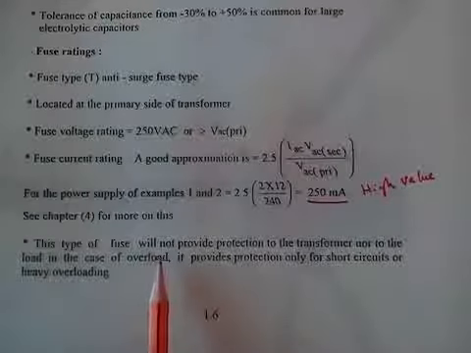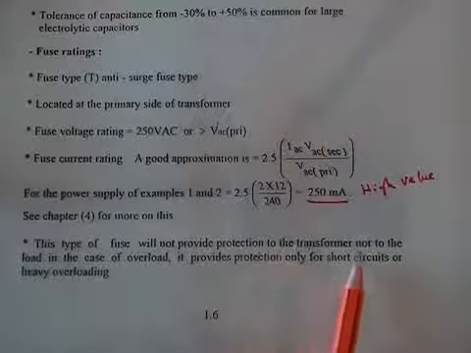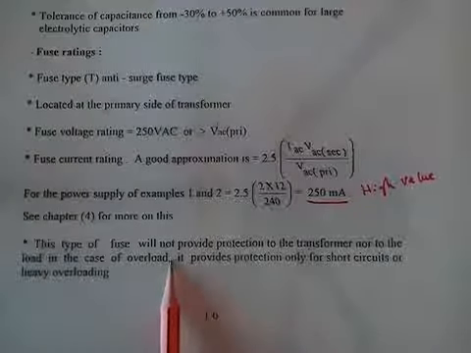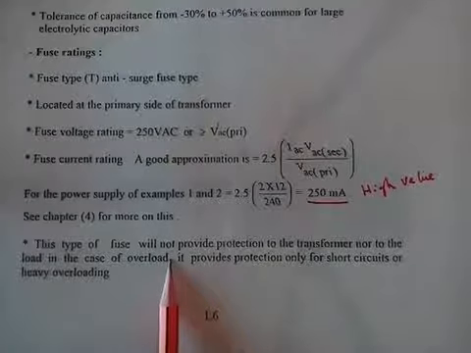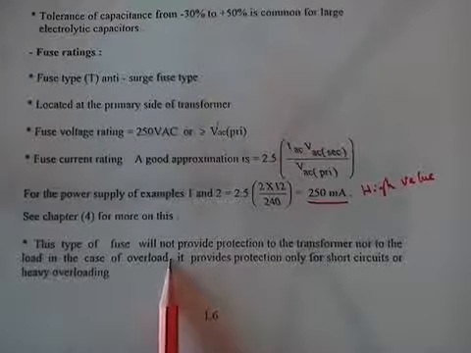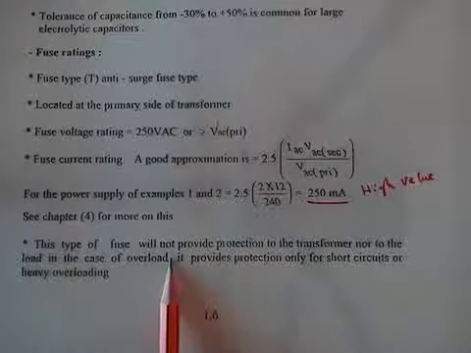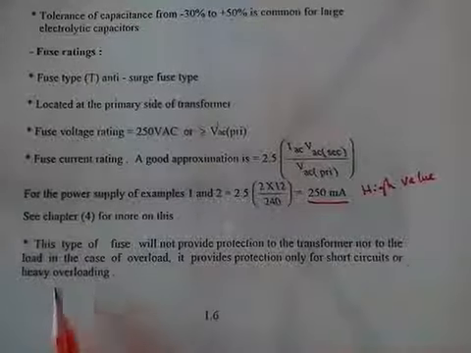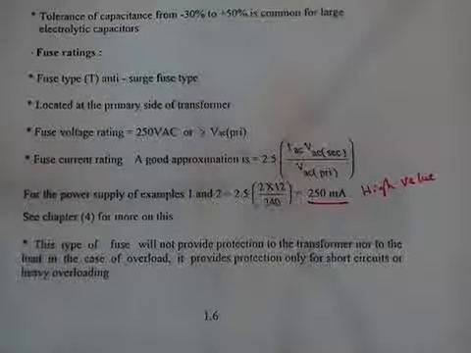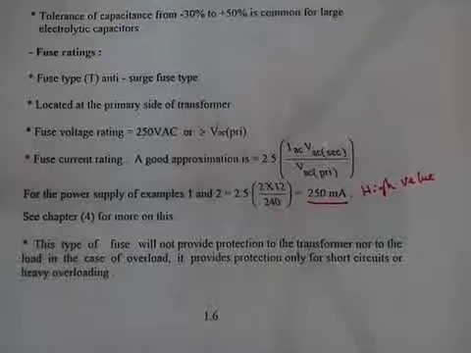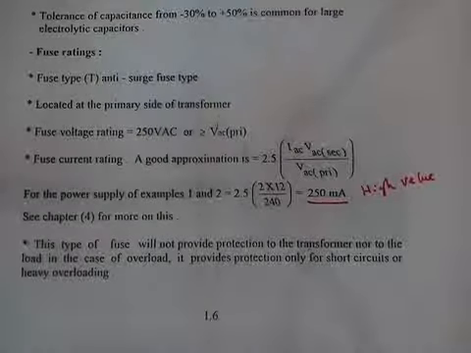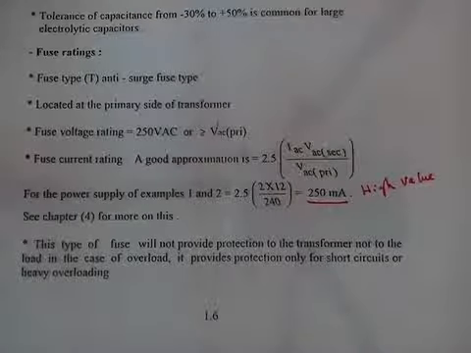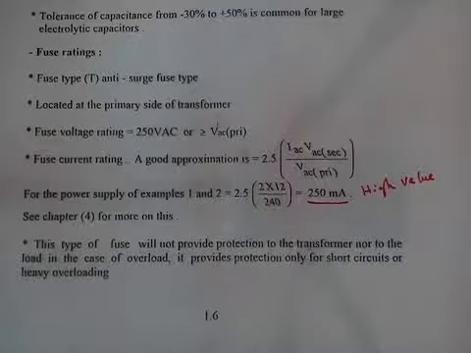This type of fuse will not provide protection to the transformer nor to the load in the case of overload, and I discussed that in my 2 lectures on miniature fuses. Overloading a fuse does not protect against transformer overloading. It provides protection only for short circuits or heavy overloading. So don't expect that when your current rises by about 10% or 20% of the required value, that fuse will blow. Actually, in many cases it won't.